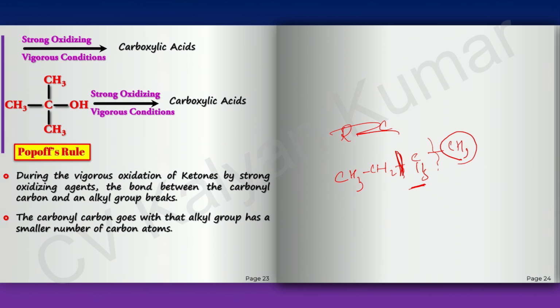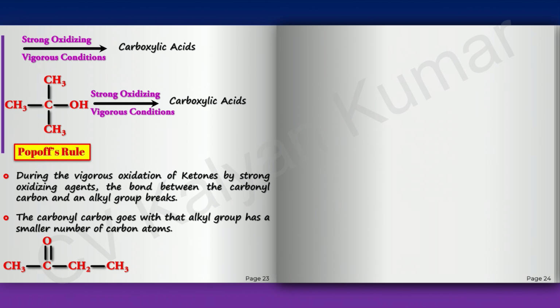So this bond breaks. If this bond breaks with KMnO4, this will become an acid, acetic acid. This will also become an acetic acid. And with KMnO4, the simple logic is break the bond and give one OH to each. And if the carbons have H, break them also. So if this were the compound, and if you were to do strong oxidation under vigorous conditions, this bond breaks and you get a mixture of acetic acid.